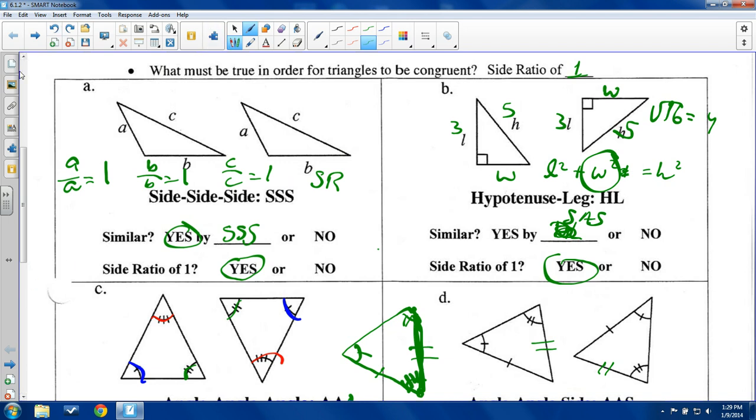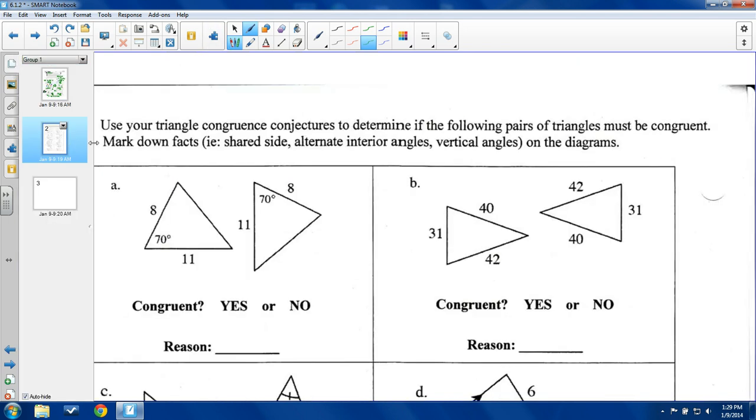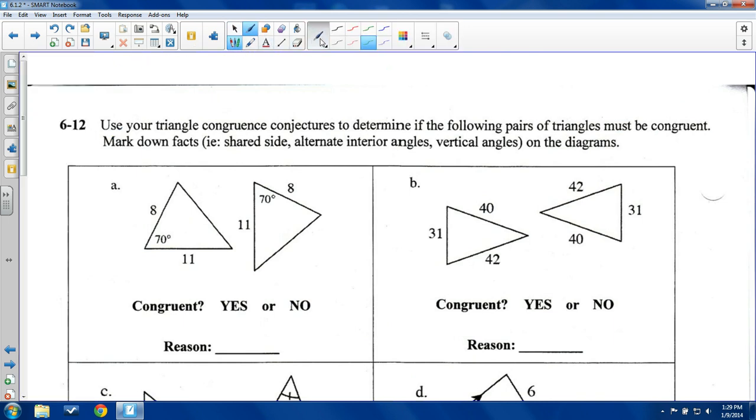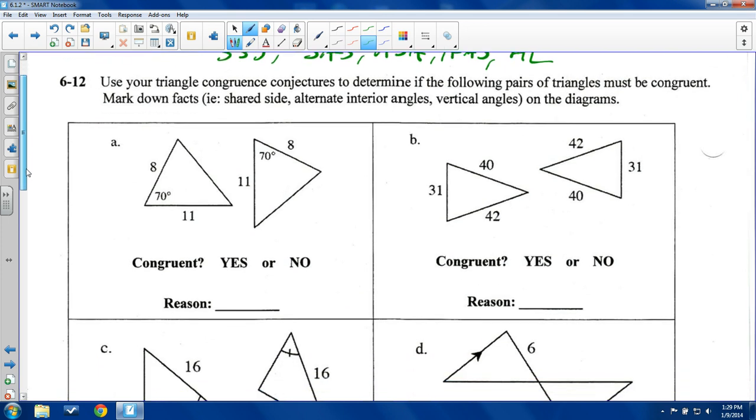Okay, where's that next page? Over here. Okay, this is something that's classwork. Use your triangle congruence conjectures to determine if the following pairs of triangles must be congruent. Mark down facts. Okay, so by facts, you want to say they share a side, alternate interior angles, all those things. You want to do those on the diagram. So we're looking for side, side, side, side, angle, side, angle, side, angle, angle, angle, side. And I'm going to kind of go through these a little more quickly. I'll describe when we have to mark something up.